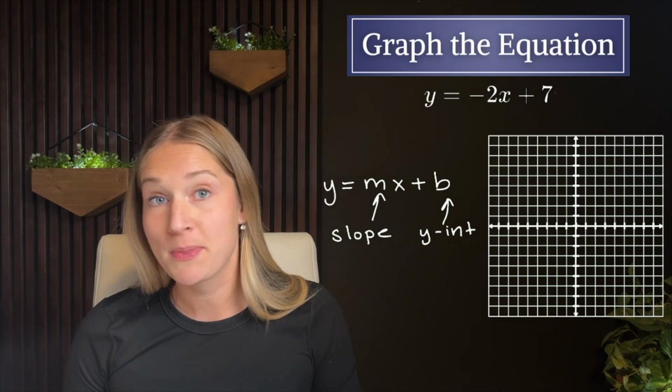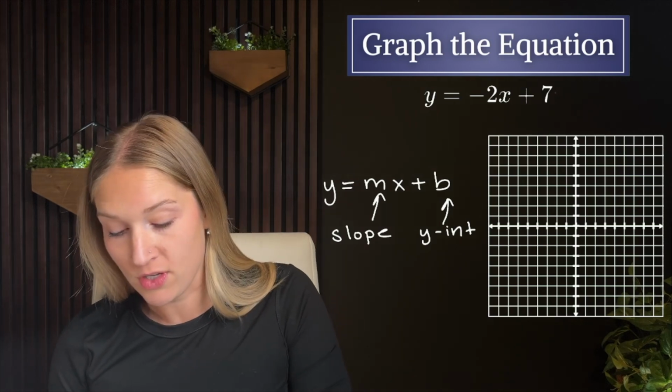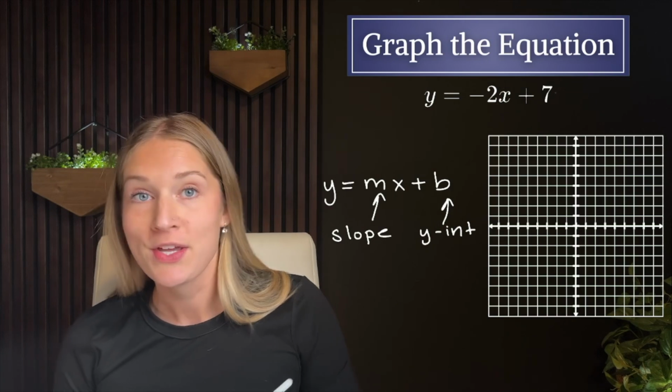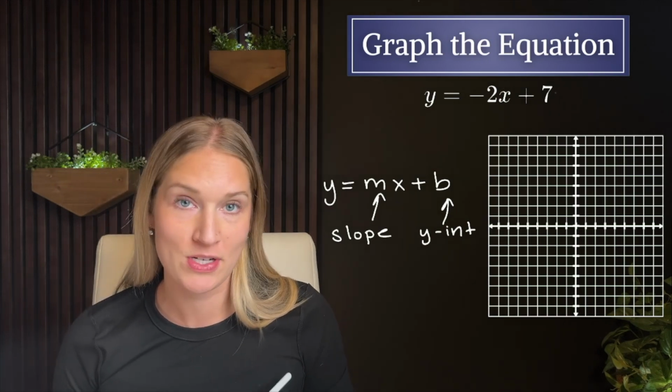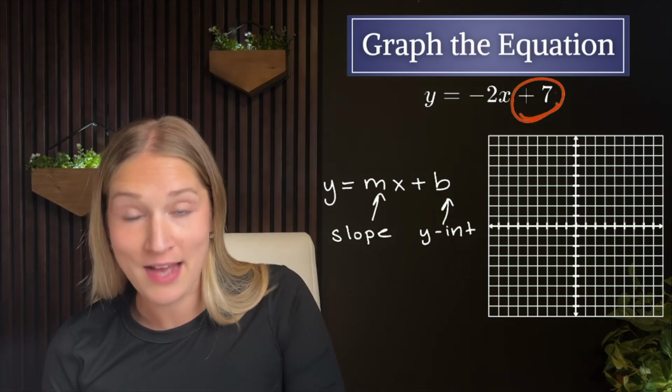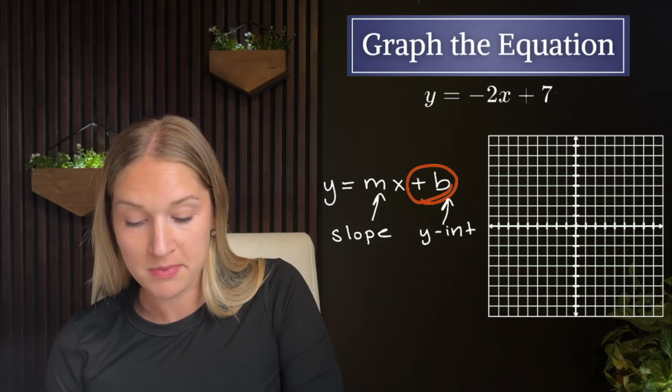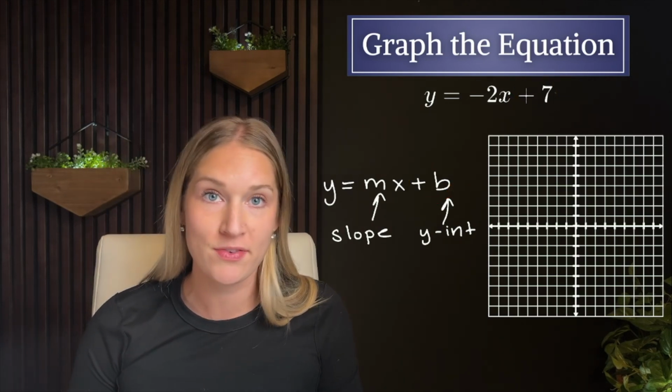So the number that's being multiplied to your x is your slope. In my equation, the coefficient on x is -2, so my slope for this equation is -2. The number that's being added onto the end is +7, so my y-intercept, b, is +7 for my equation.